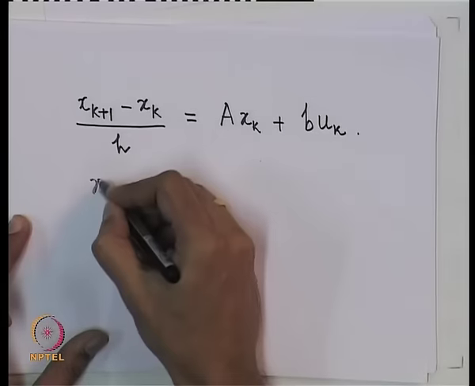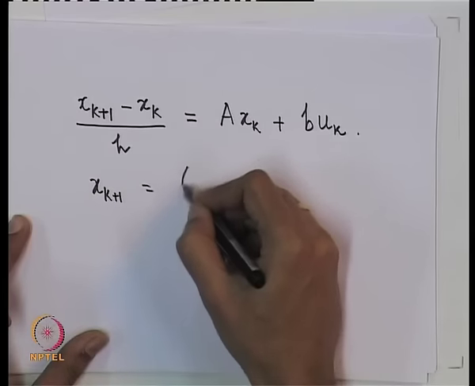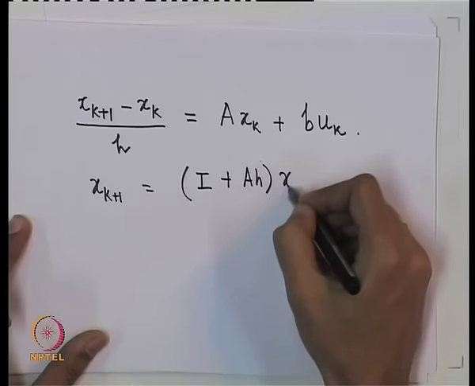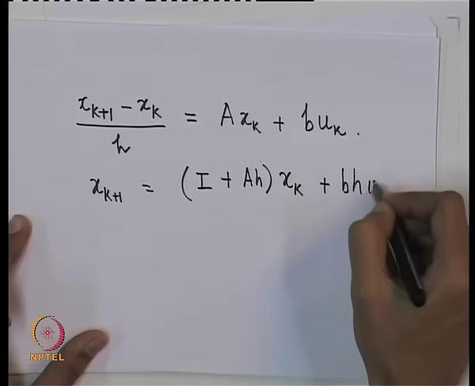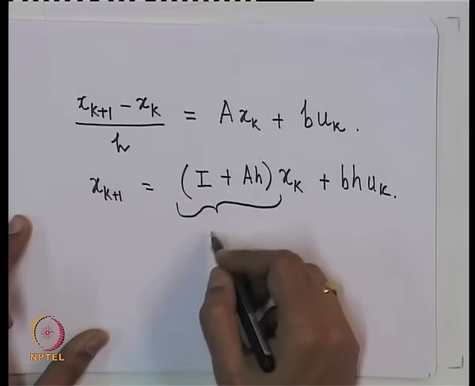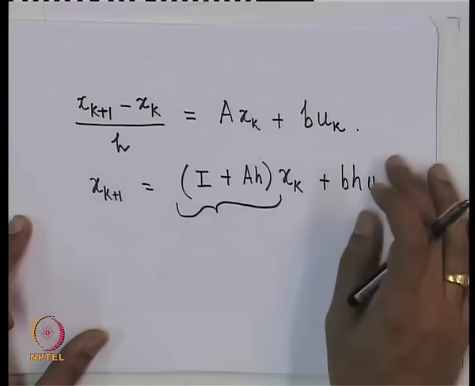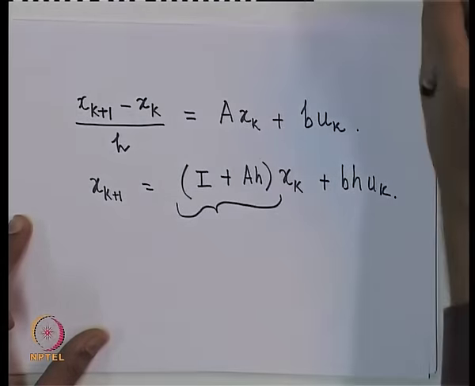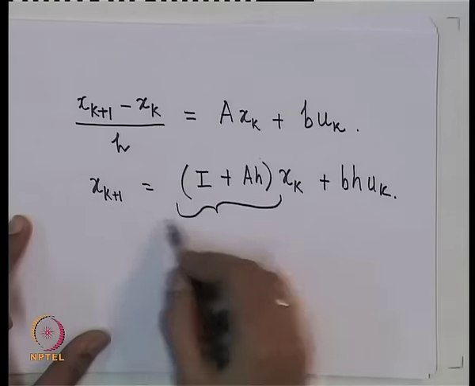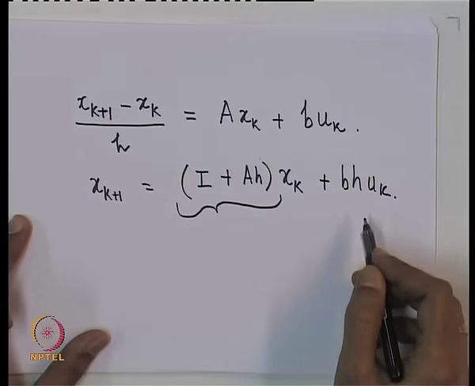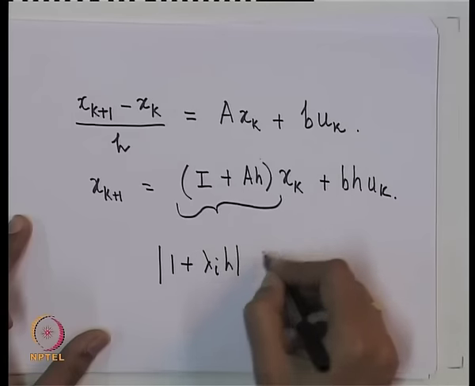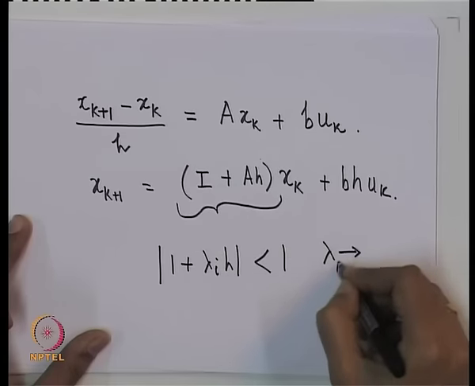Now, this implies, as we have seen in a previous lecture, that when the Euler method tries to numerically integrate x dot equals A x plus B u, the discretized system which you get may be stable in case the condition holds, where lambda i is the ith eigenvalue.